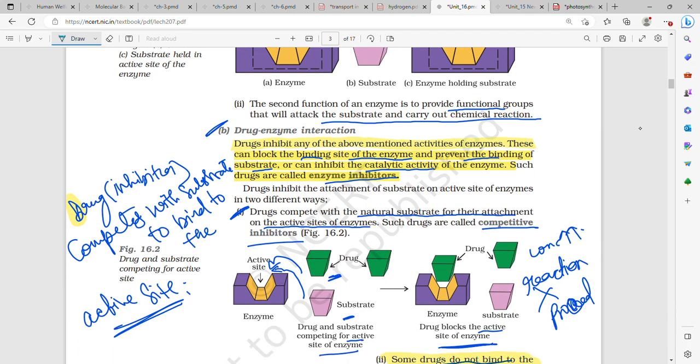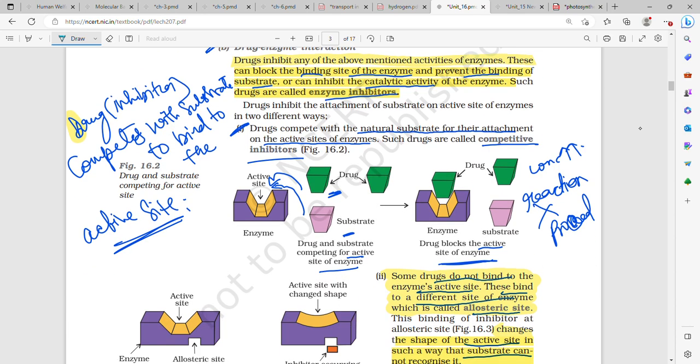Then drug-enzyme interaction, that is, competitive and non-competitive inhibitors are there. So basically what do drugs do? The drugs block the binding site of the enzyme and prevent the binding of the substrate. So they inhibit the catalytic activity of the enzyme. Such drugs are called enzyme inhibitors.